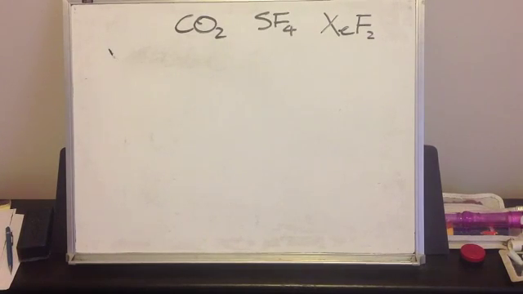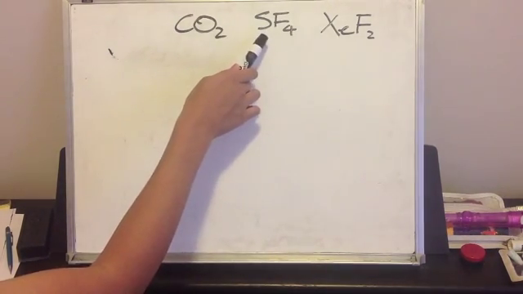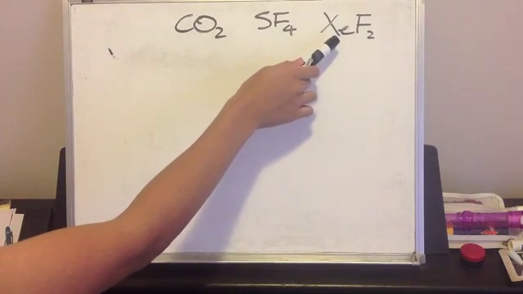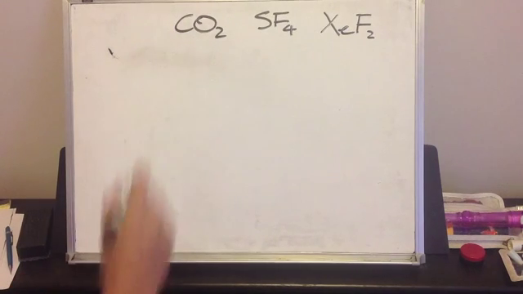In this video, we will determine the molecular geometry, hybridization of the central atom, and whether the molecule is polar or not in carbon dioxide, sulfur tetrafluoride, and xenon difluoride. So we'll first do carbon dioxide.